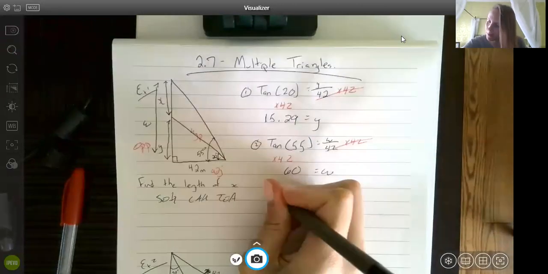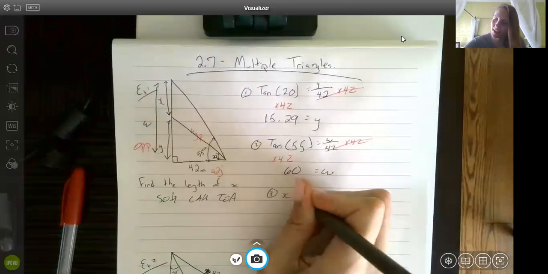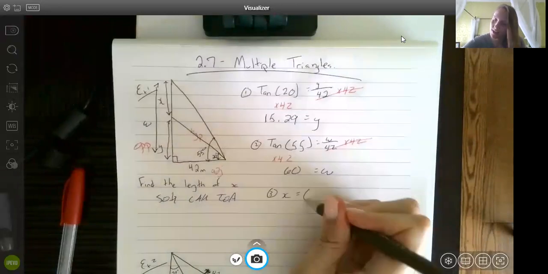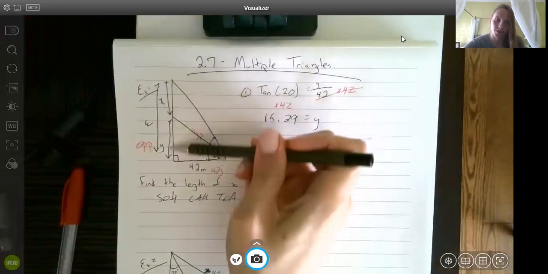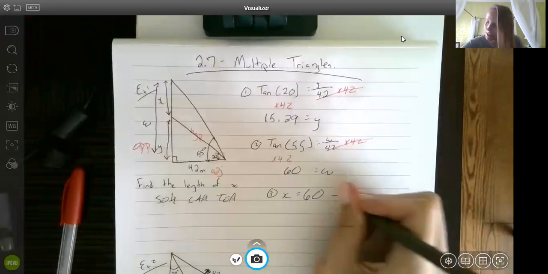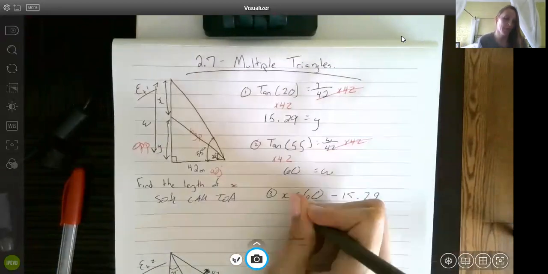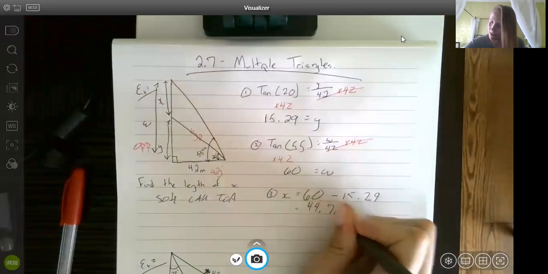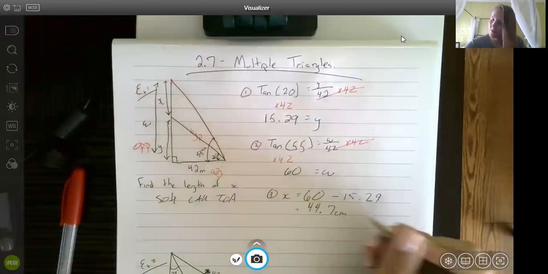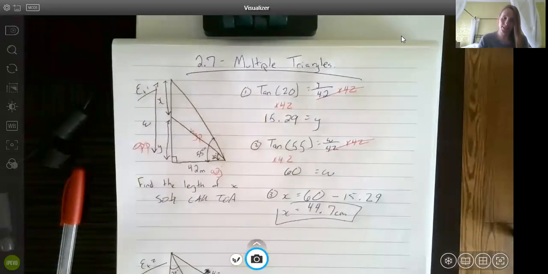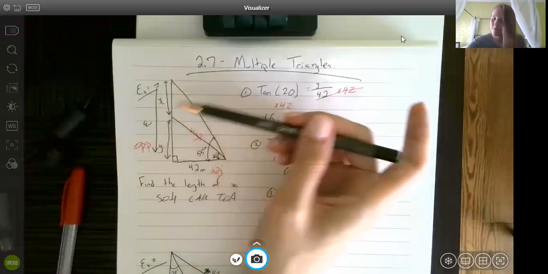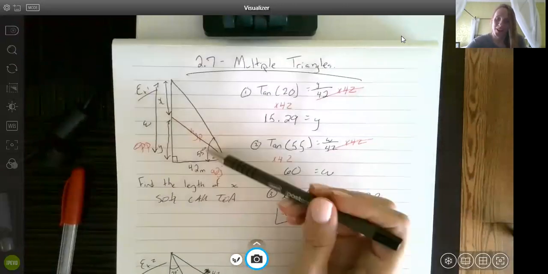And so my last step to find x is to just take the entire side of 60, subtract the lower portion, which is the side of my smaller triangle, so subtract 15.29, and we get 44.7 centimeters as our X value, which I realize doesn't look accurate at all, but that's just because these angles probably aren't drawn very accurately.